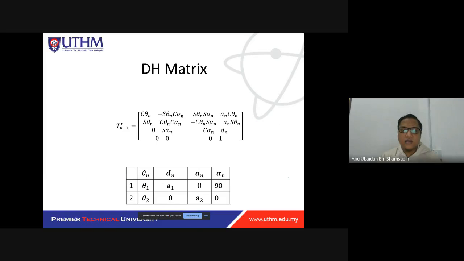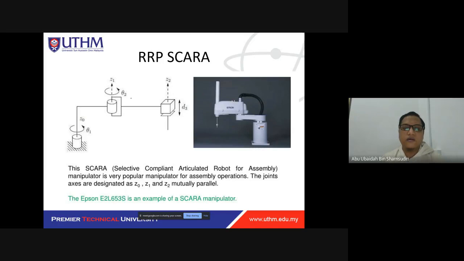So let's go for the second example. Before that, after you already get all the values for the parameters, next, you need to fill in these parameters into the DH matrix. If you have 2n, you have two matrices. If you have 6, you have 6 matrices. But in today's class, we will not go through this part first. We will look into another example, the SCARA robot.